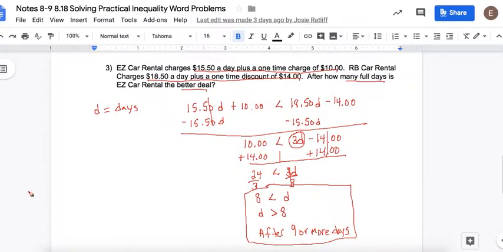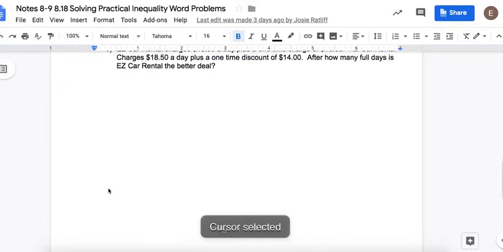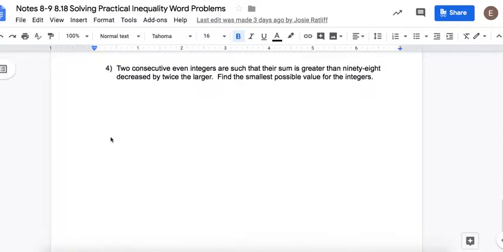Okay, let's look at example number 4, which is our final example here. It says 2 consecutive even integers are such that their sum is greater than 98 decreased by twice the larger number. So we have 2 consecutive even integers such that their sum is greater than 98 decreased by twice the larger number. Find the smallest possible value for the integers.